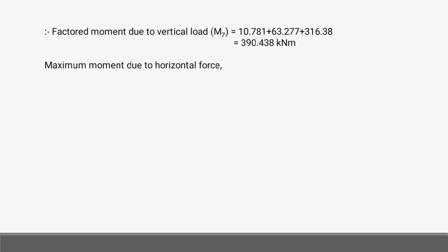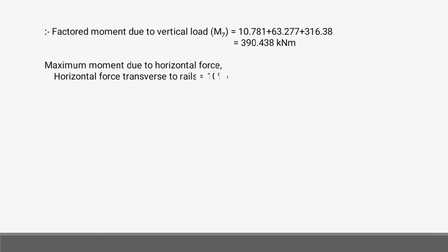Then factored moment due to vertical load. M is equal to 10.781 plus 63.277 plus 316.38. So it is equal to 390.438 kilonewton meter. Then maximum moment due to horizontal force.